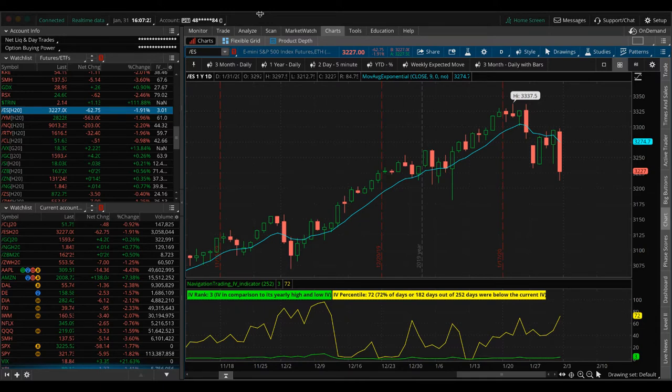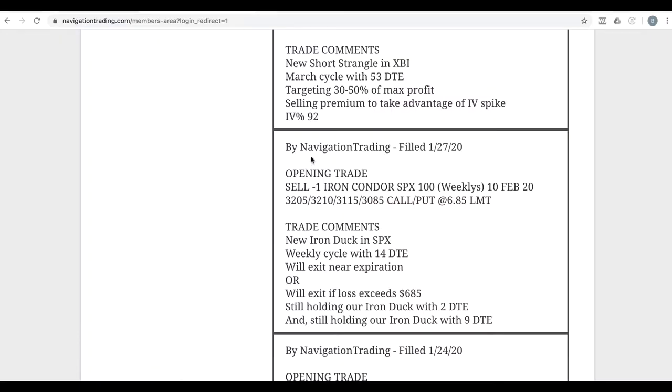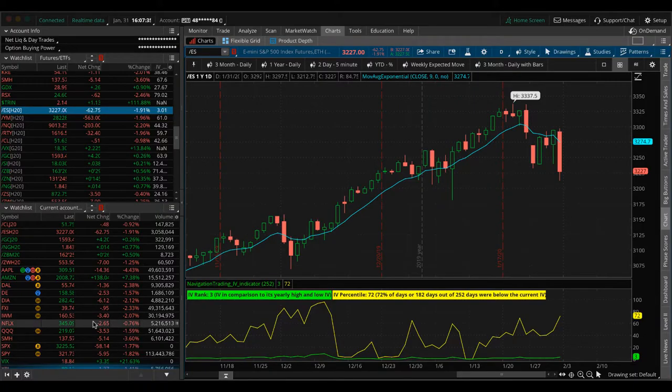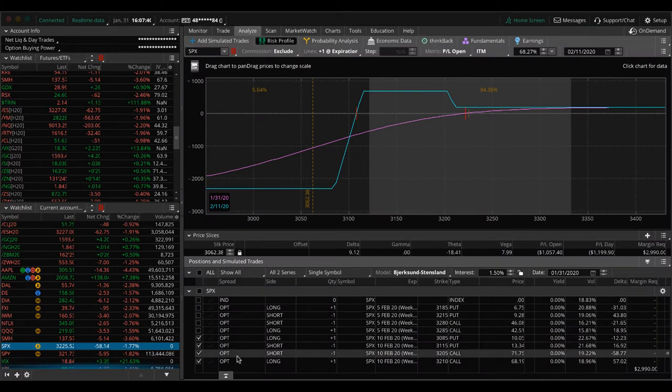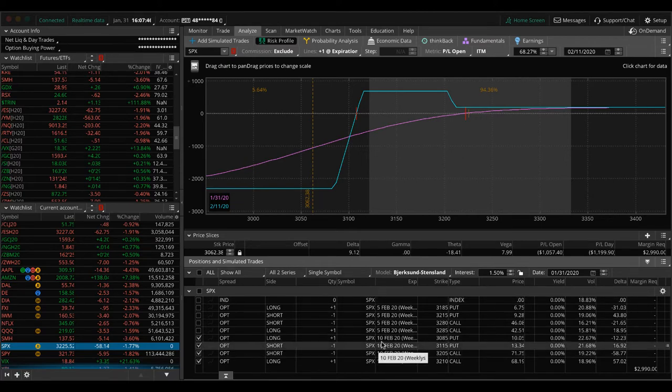Let's jump into the alerts, and I'll get a little bit more detail and specific about some of the other positions. Starting with, we did an opening trade in SPX, put on a new iron duck with 14 days. We did that on Monday. So if we take a look at SPX, we've got two ducks in here. I took one off earlier this week and booked a big profit.